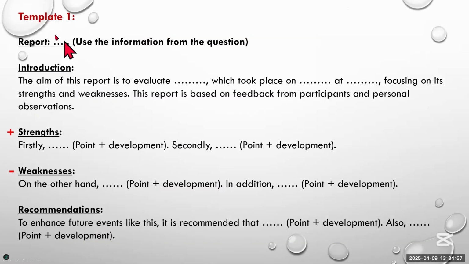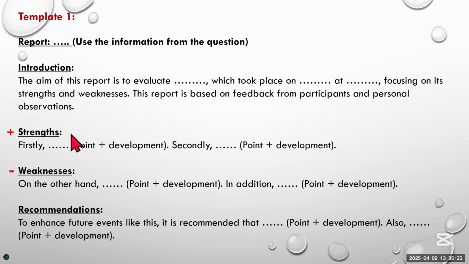This is the first template. So write the word report and then what you are reporting on. So get this from the question or the prompt. Introduction. The aim of this report is to evaluate the thing you're reporting on, which took place on a date, at the place, focusing on its strengths and weaknesses. This report is based on feedback from participants and personal observations.